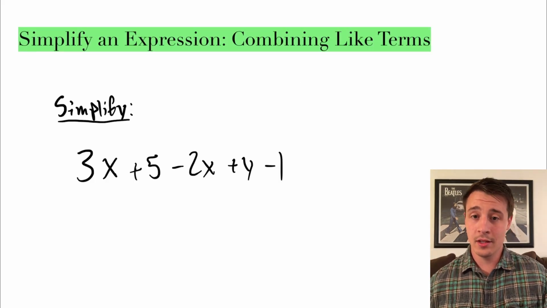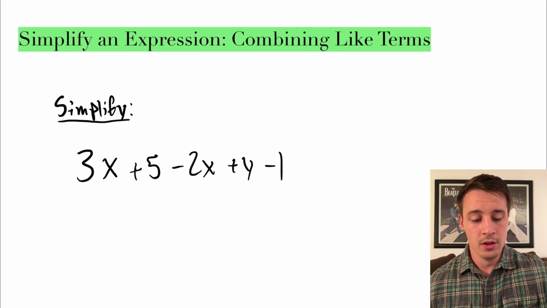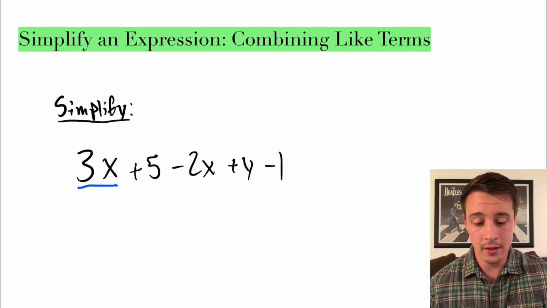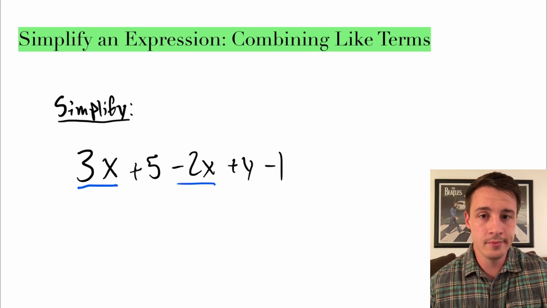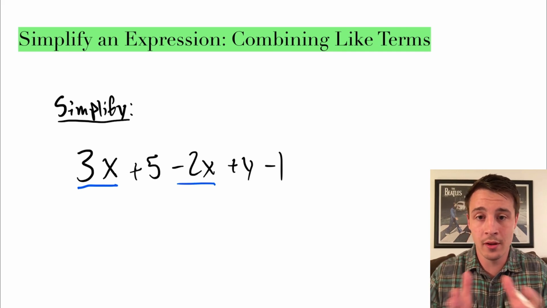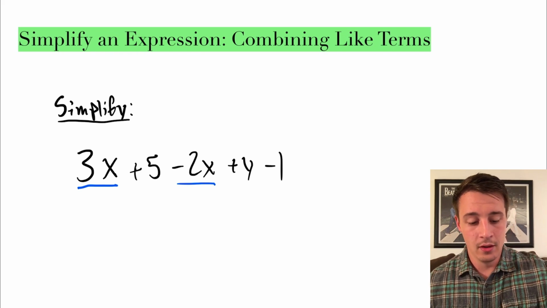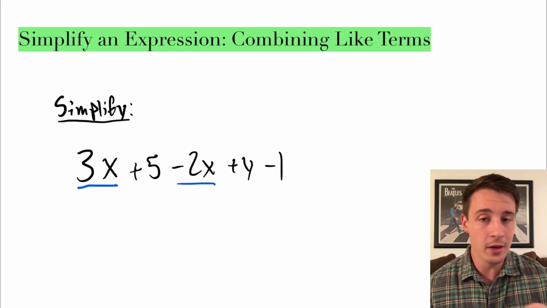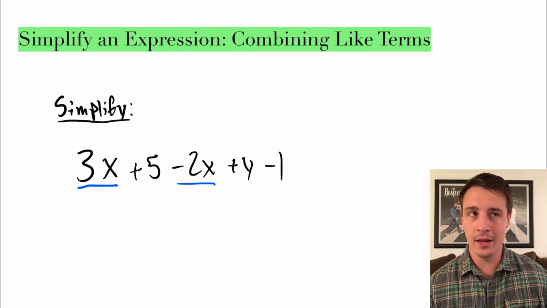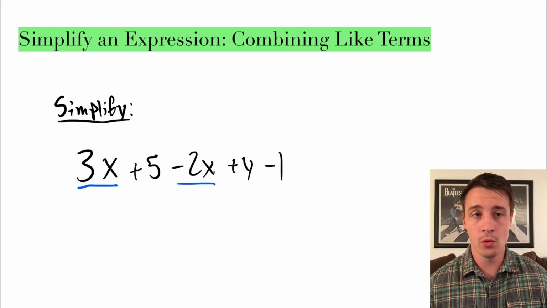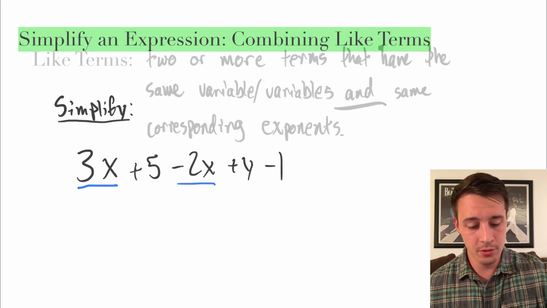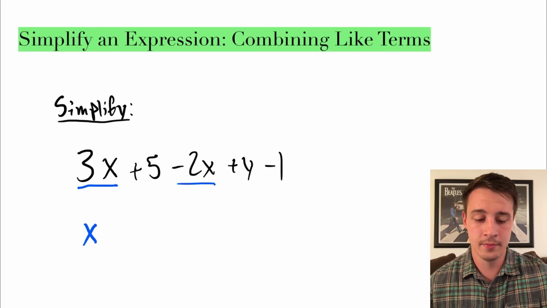All right, let's take a look at the original problem that we started off with in this video, and let's actually simplify it. So if I start with 3x, what term is similar to that in this expression? The only other term is negative 2x. So those are the two that I will combine to simplify. Now how I do that is I actually only combine the coefficients. So I don't do anything with the variables. The variables are more like identifiers for which terms are able to be combined. So 3 minus 2 gives me x.